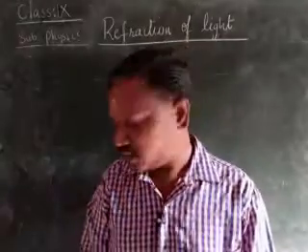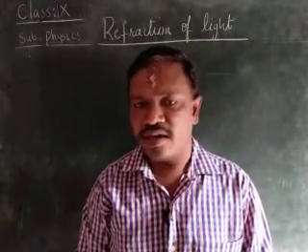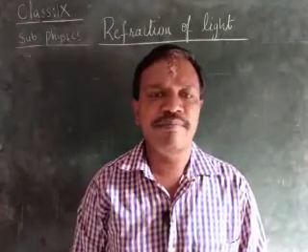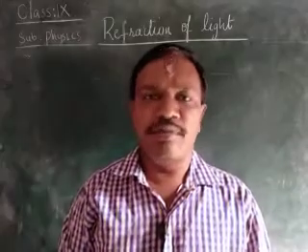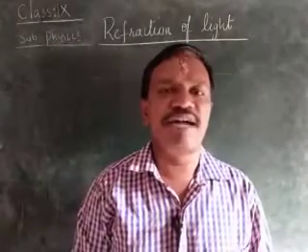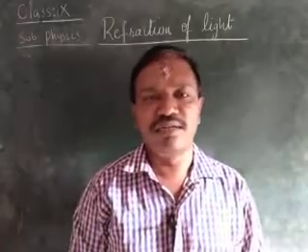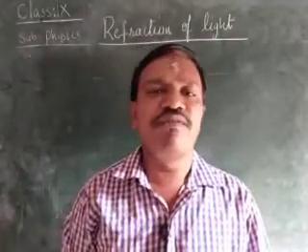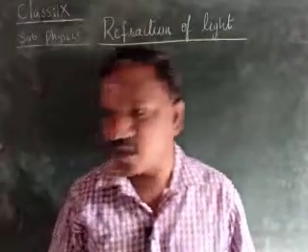In the last class, we were learning about the refraction of light, the denser medium, the rarer medium, and the ray diagrams of the denser and rarer medium. That means the light ray traveling from rarer to denser and from denser to the rarer medium. Okay? Today, we'll go with refractive index.